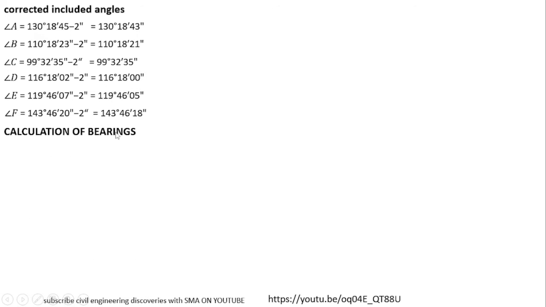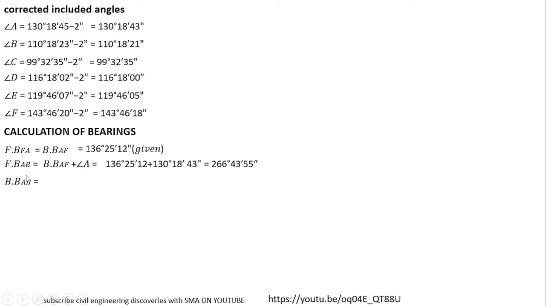Now the calculation of bearing. The fore bearing of FA is equal to the back bearing of AF, which is given above in the question, so the fore bearing of FA is 136 degree 25 minute and 12 second. The fore bearing of AB is equal to the back bearing of FA plus the included angle. We will use this formula for all the fore bearings and back bearings of AB, BC, CD and so on. The back bearing of AB is equal to the fore bearing of AB minus 180.